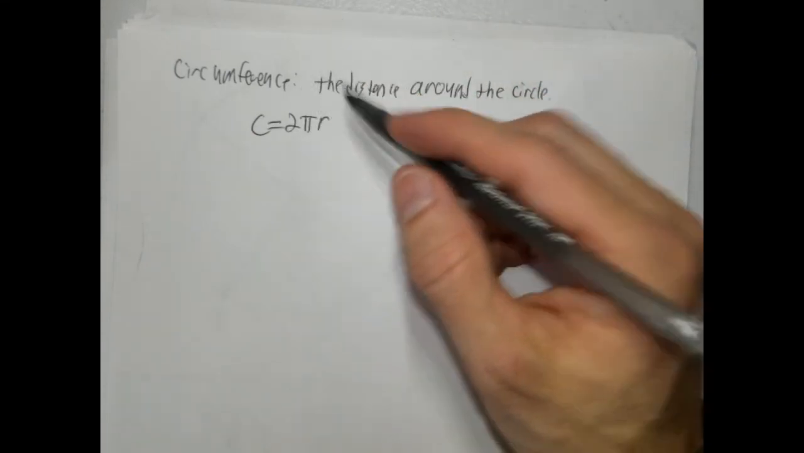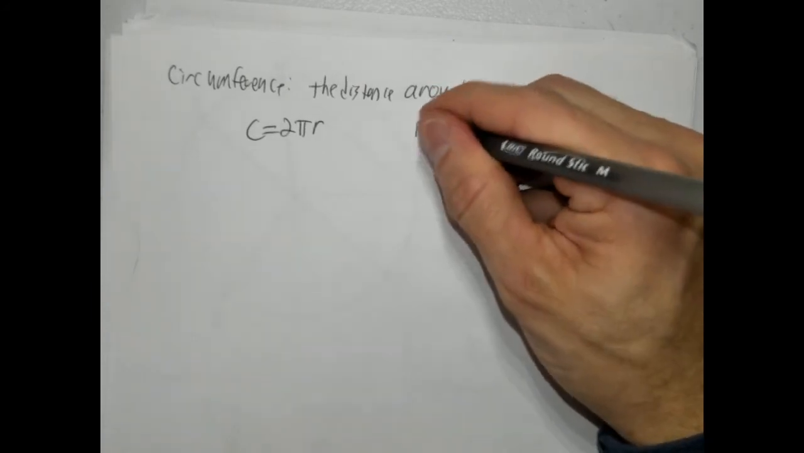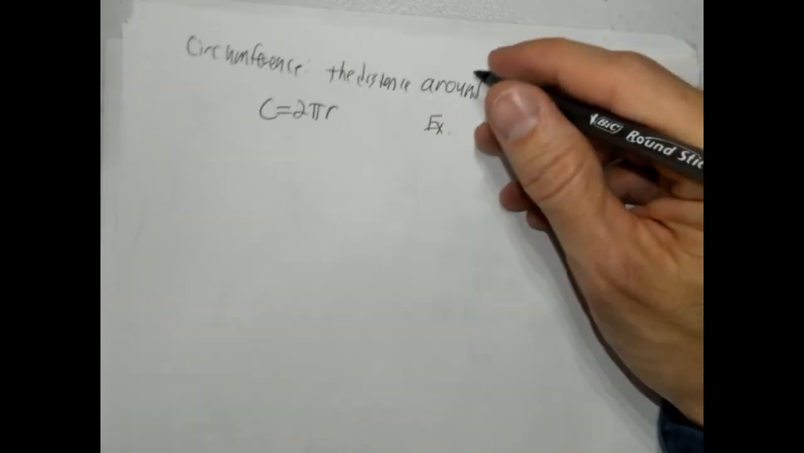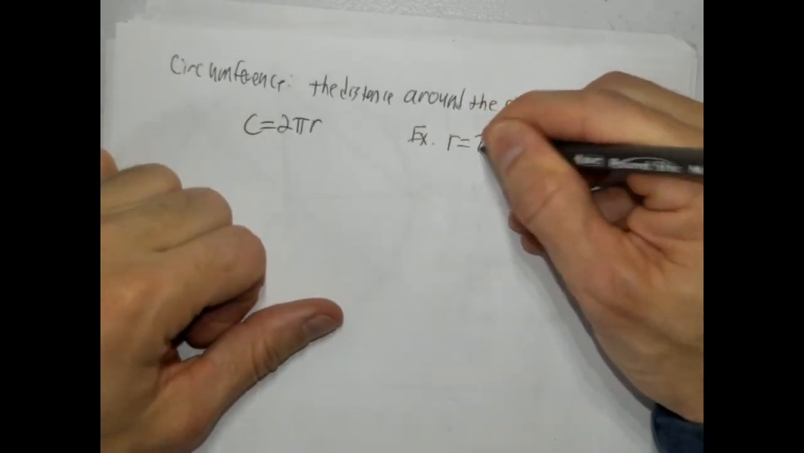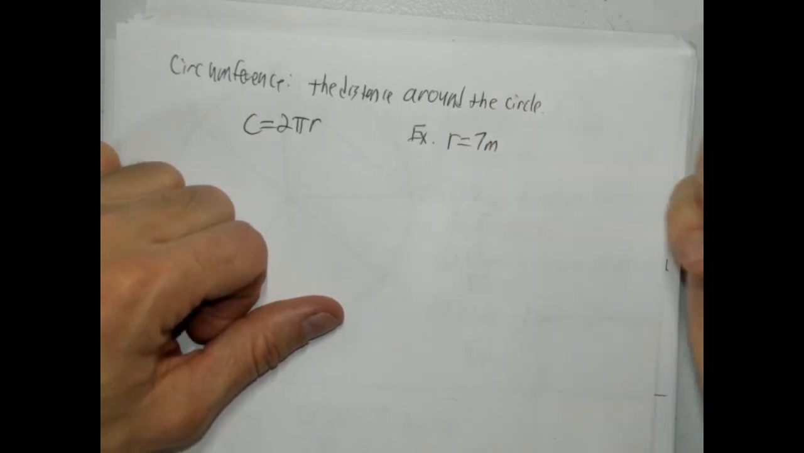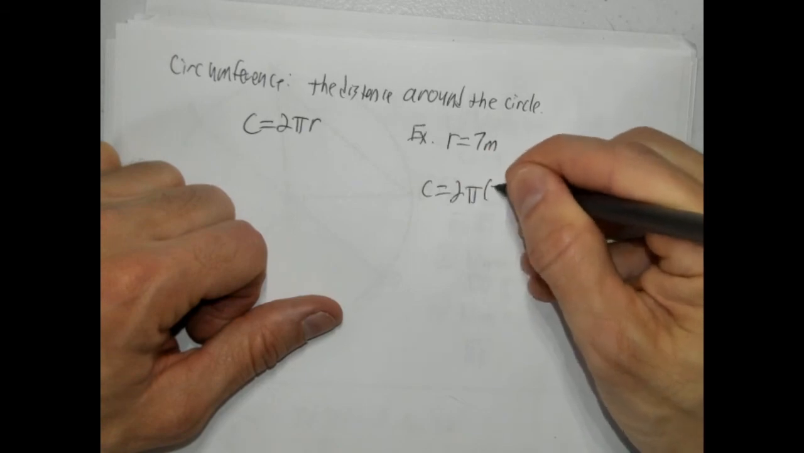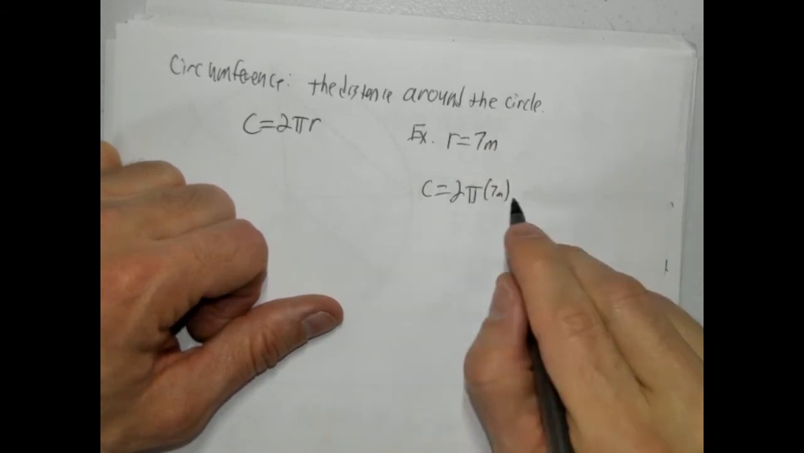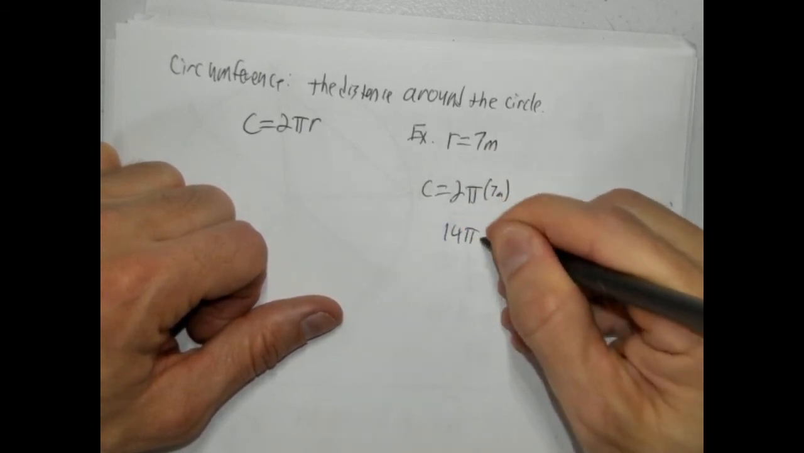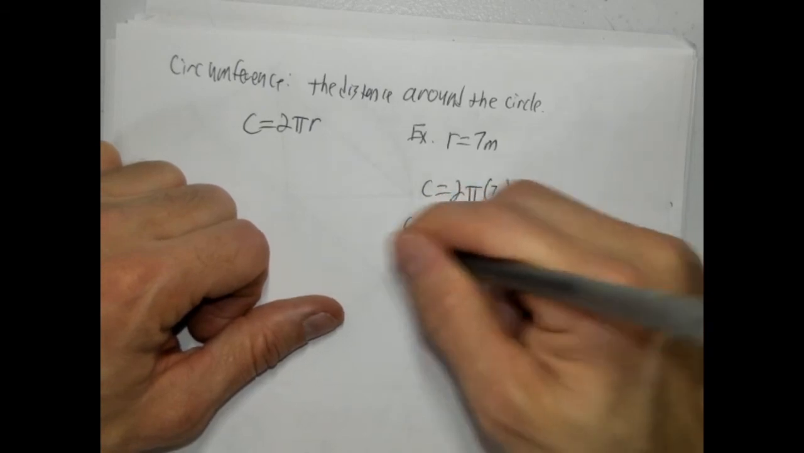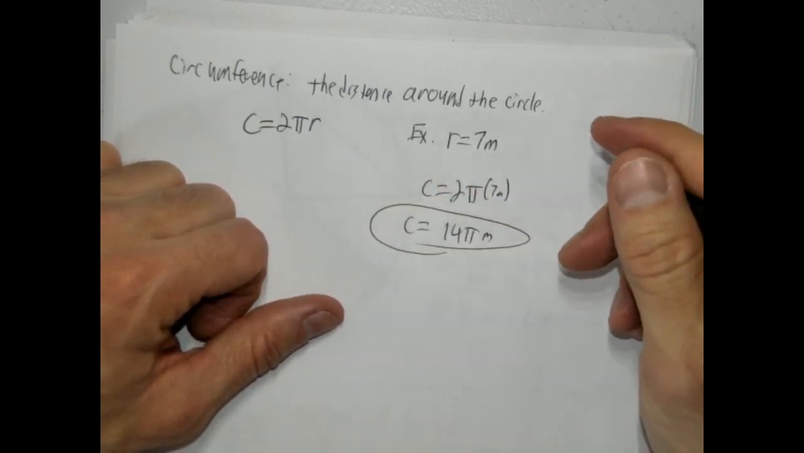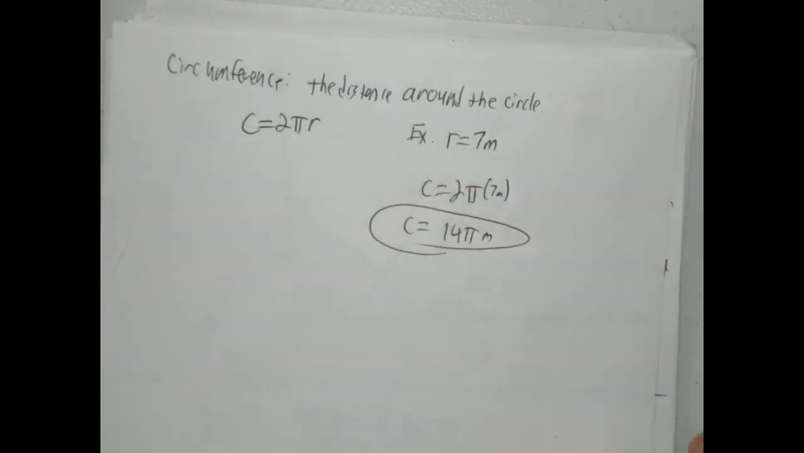So for example, let's say we were told that we had a radius of 7 meters. We had to find the circumference. Well, we'd say circumference equals 2 times pi times 7 meters. We'd multiply 2 and the 7, so we'd have 14 pi meters. So that's how long the circumference would be. Okay? Pretty straightforward. And that's basically it.